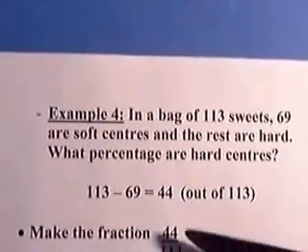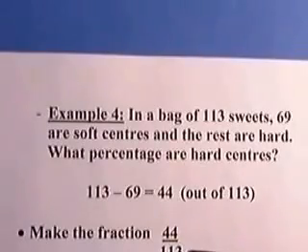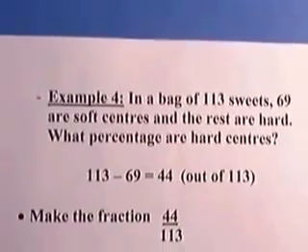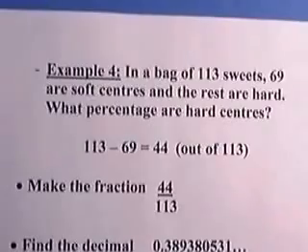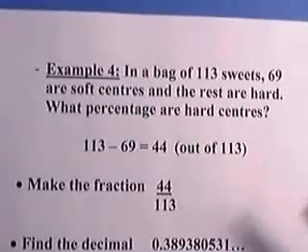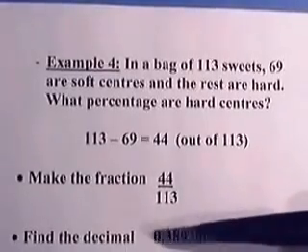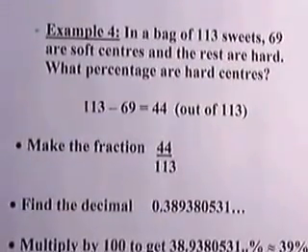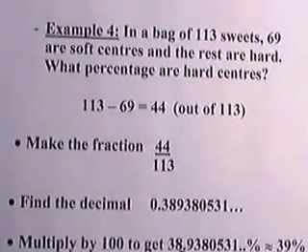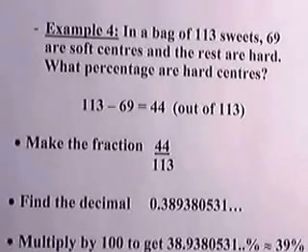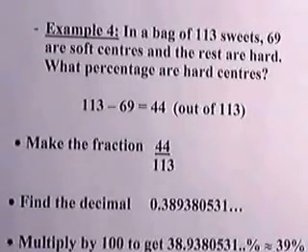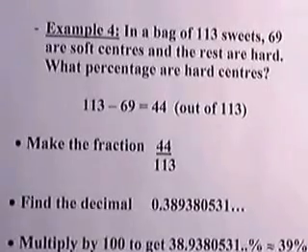So we make the fraction. There it is, 44 out of 113. Find the decimal for that fraction. There it is, a long decimal. Multiply the decimal by 100. The decimal point is going to move 2 places, and there is our answer: 38.9380531%, which rounds to the nearest percent as 39%. So 39% were hard centers.